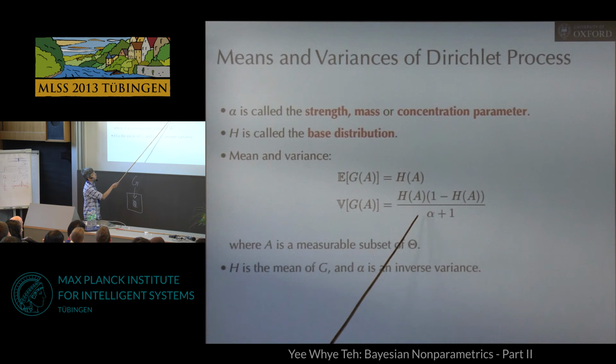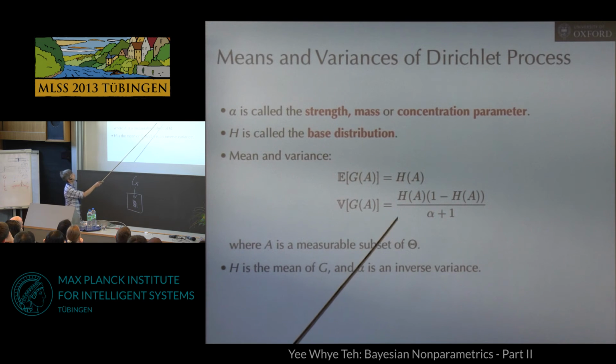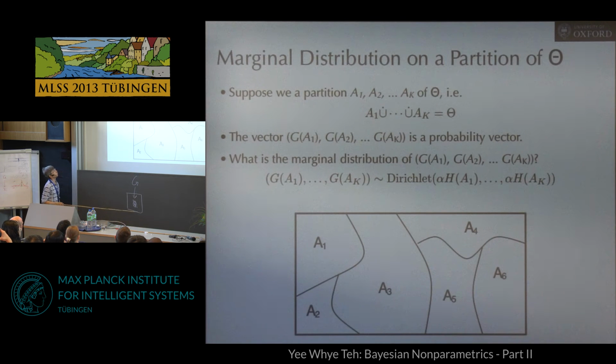And basically, the larger alpha is, the smaller the variance is going to be. So the larger alpha is, the more concentrated the Dirichlet process is going to be around its mean, which is why it's called a concentration parameter. You can generalize this to the following.